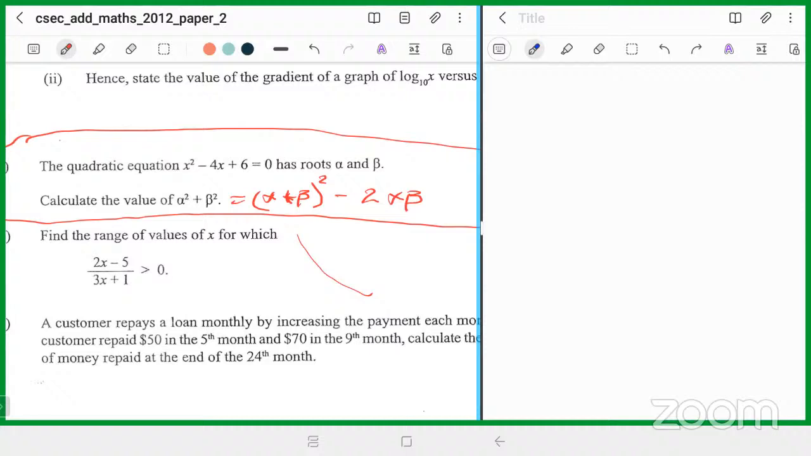So we need to find alpha plus beta and alpha beta. Alpha plus beta is the sum of the roots. Alpha beta is the product of the roots. Right? This can be done multiple ways. It's x squared minus 4x plus 6 equals 0. Well, plenty of people will say this has roots.